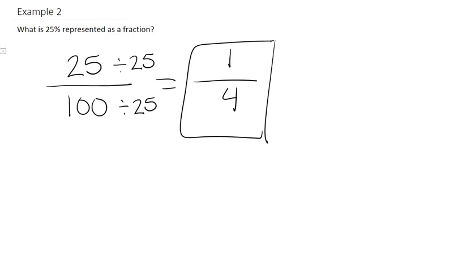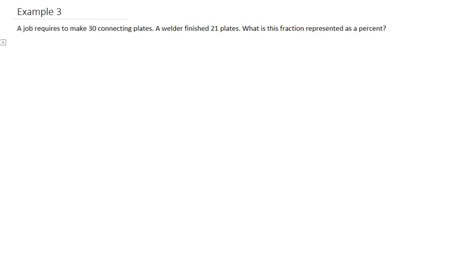Let's do another example. In example 3, a job requires to make 30 connecting plates. A welder finished 21 plates. What is this fraction represented as a percent? So we're looking at completed plates over the total. So we're looking at 21 over 30. This is our fraction. Now we need to represent this as a percent.